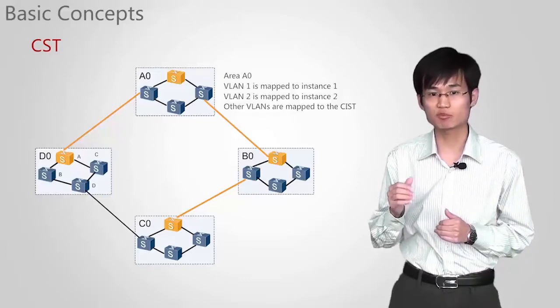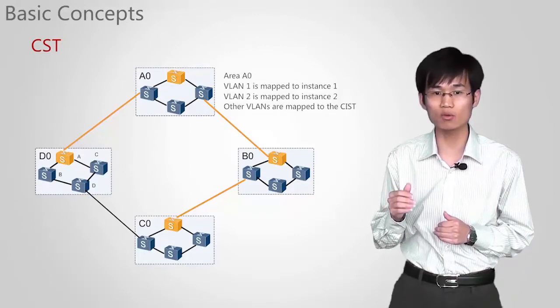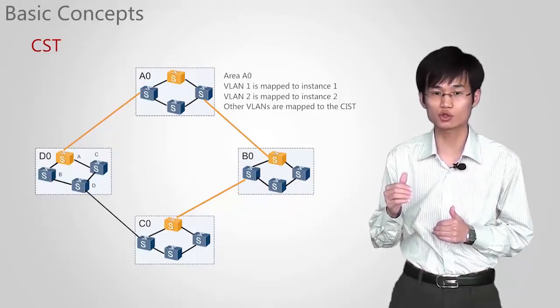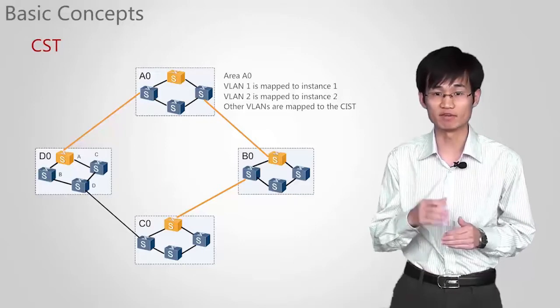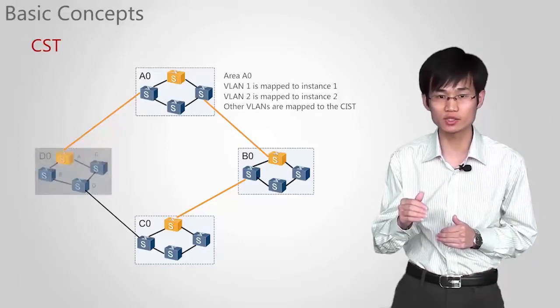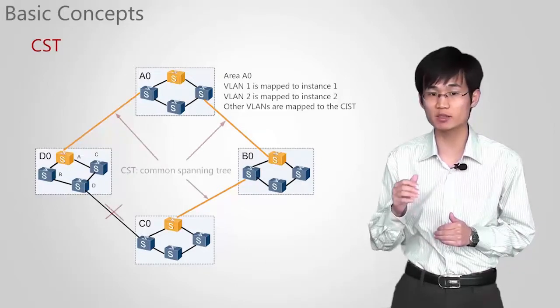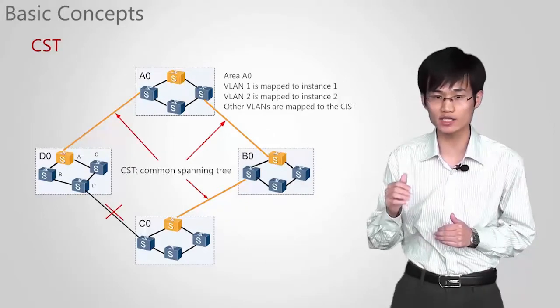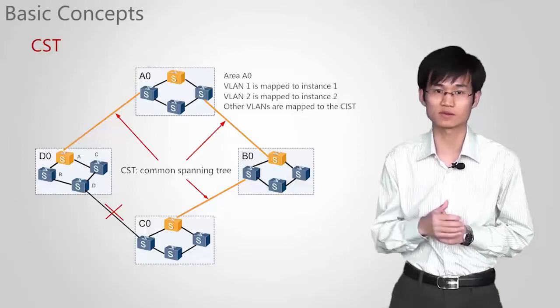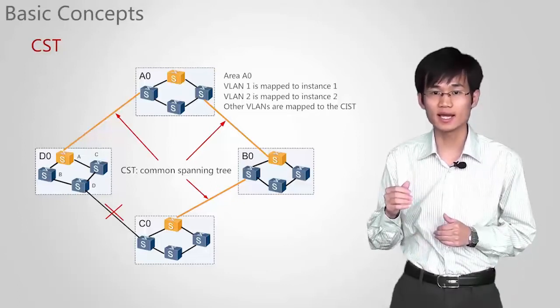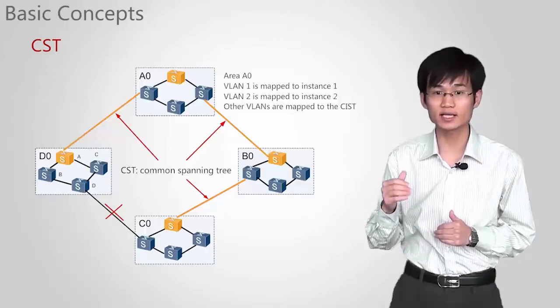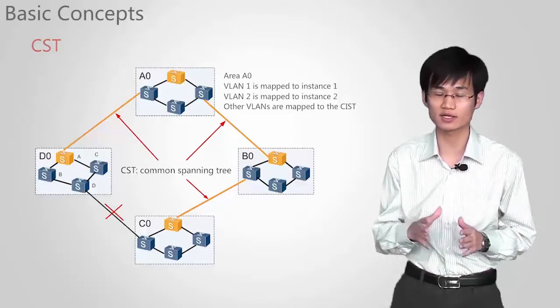CST, is a spanning tree that connects all the MST regions on the switching network. If each MST region is a node, the CST is a spanning tree calculated by using STP or RSTP based on all the nodes. The CST is constructed by connecting all the regions through yellow lines.